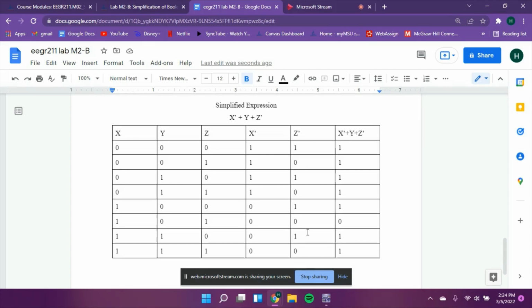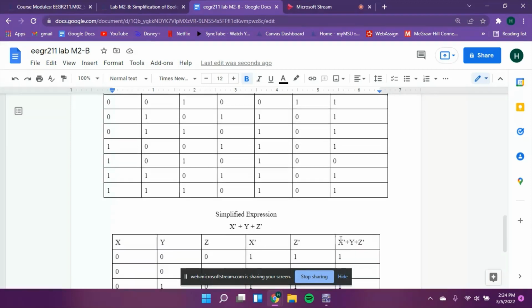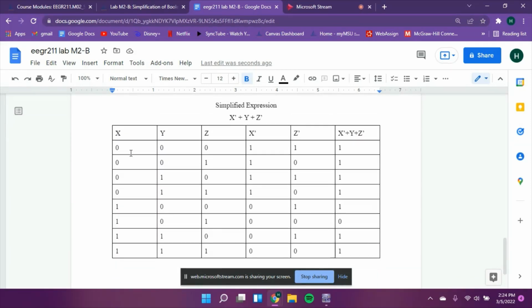For the simplified expression, we see the same thing. The only time that the output is 0 is when x and z are 1 and y is 0. For both expressions, the output will be 1 for every other input.